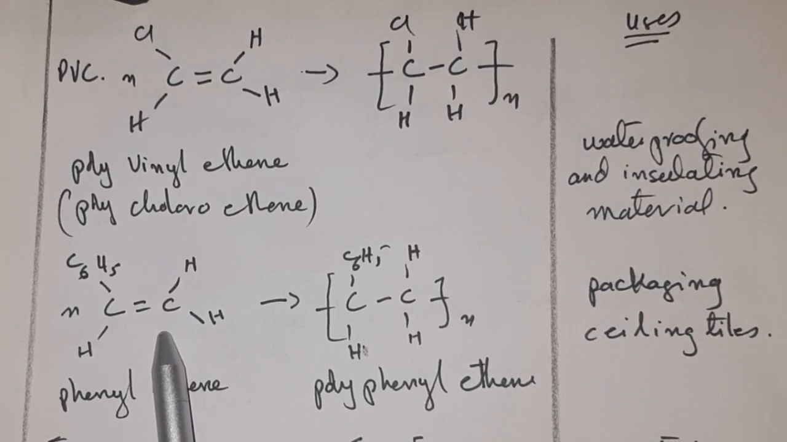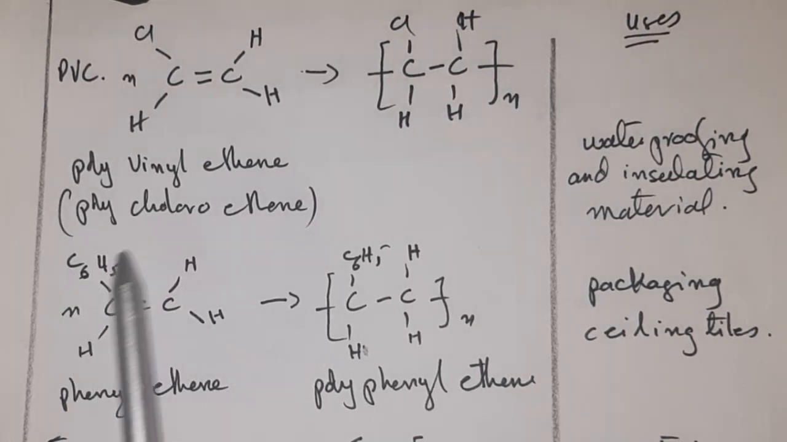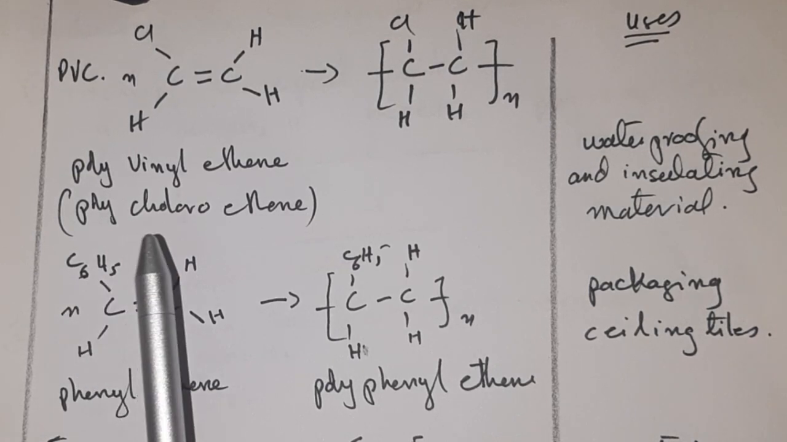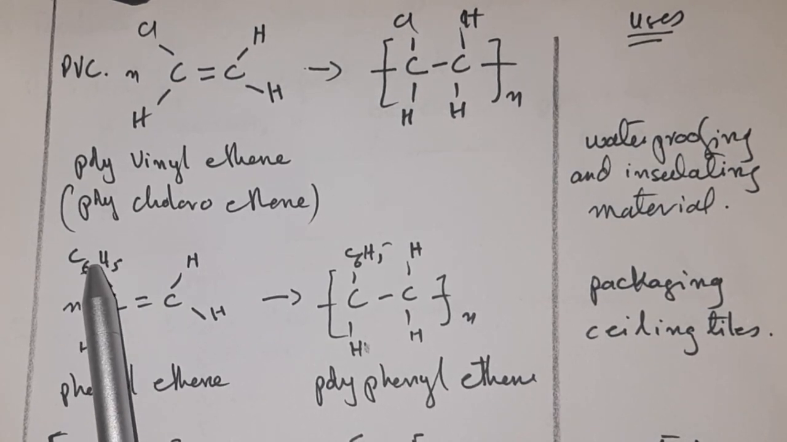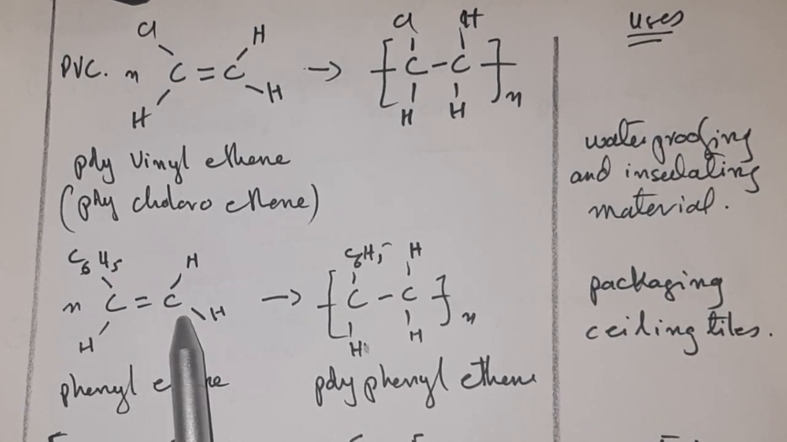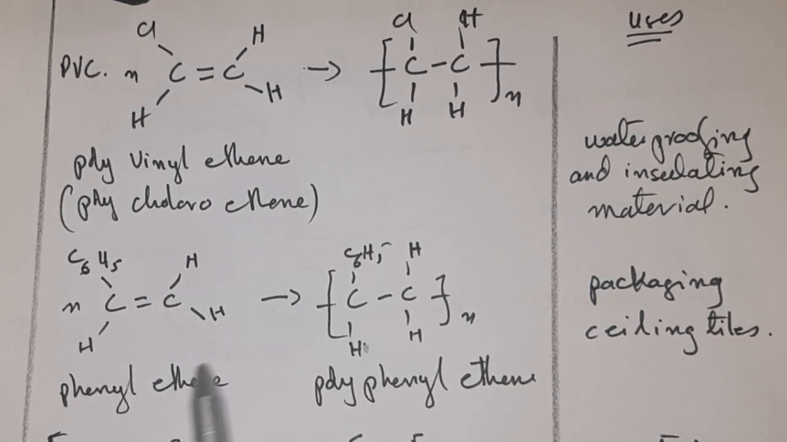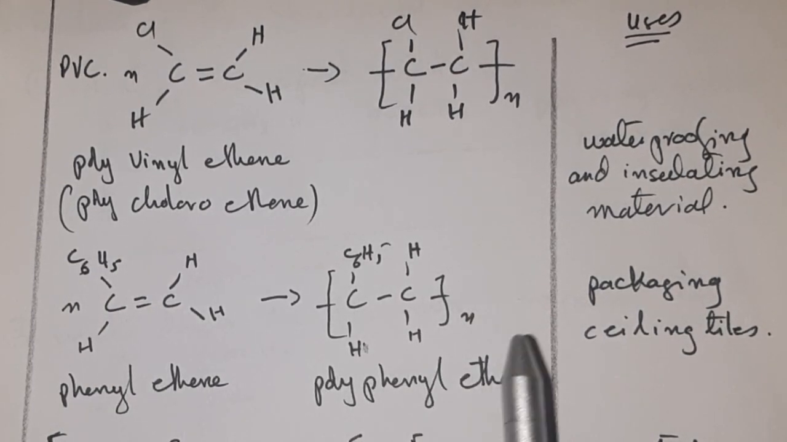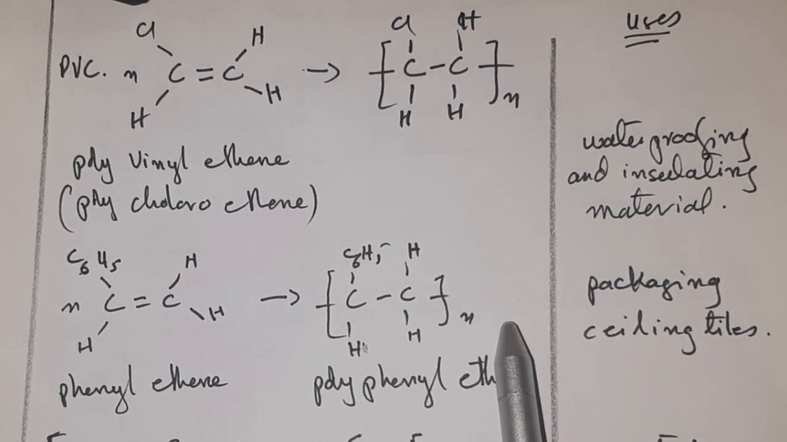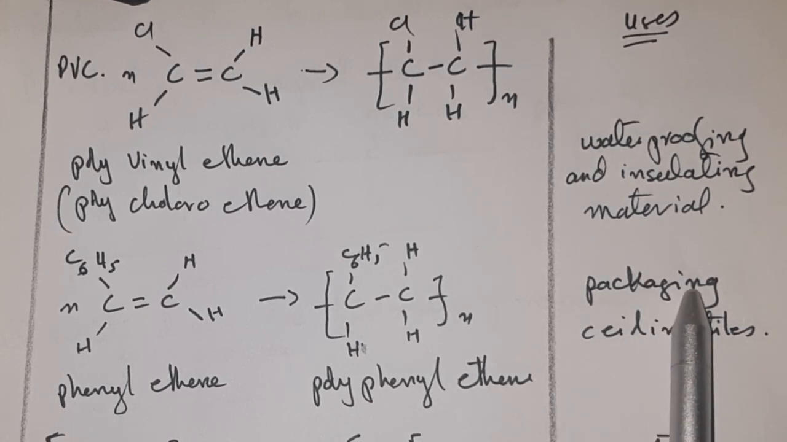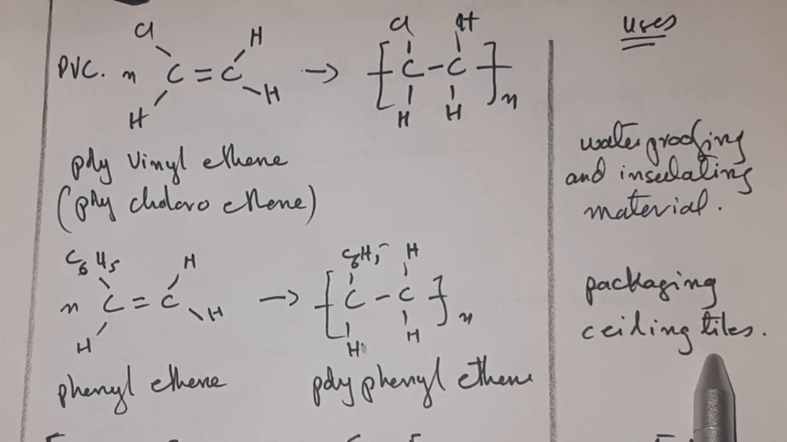This is another example. This is phenyl ethene. Just remember the formula C6H5, it is phenyl. No more details of it you need to know. 2 carbons, ethene. So this is phenyl ethene. This is its formula, and when it makes a polymer, it is called polyphenyl ethene. It is used in packaging and sealing tiles.